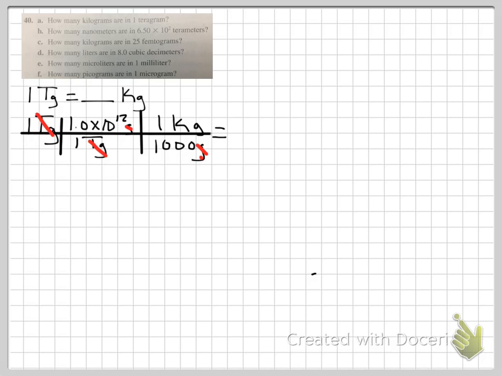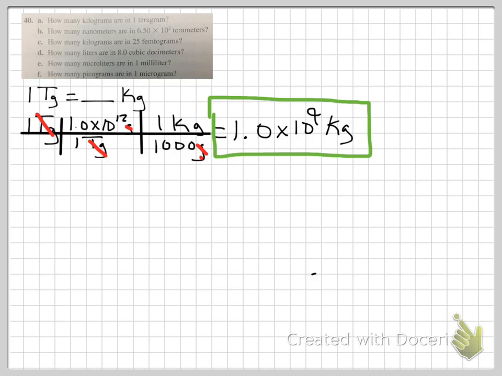Next, multiply what's on the top and divide by everything on the bottom, and I come out with my final answer of 1 times 10 to the 9th kilograms. So I have a lot of kilograms in that space. Now, we want to look at a couple more examples just to set you up so that you can practice this on your own. So let's look at another example.